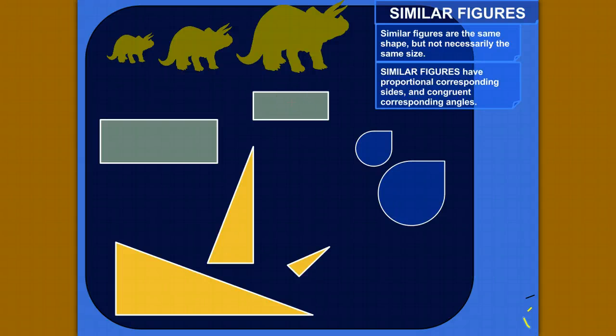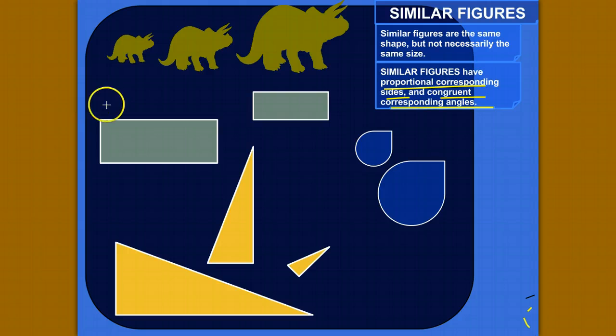So, similar figures. I've got a couple of groups of them here. They're the same shape, but not necessarily the same size. You can just kind of see these figures are all the same shape, but different sizes. These two have the same shape. These three have the same shape. These two have the same shape. And to be more technical about it, similar figures have proportional corresponding sides and congruent corresponding angles.